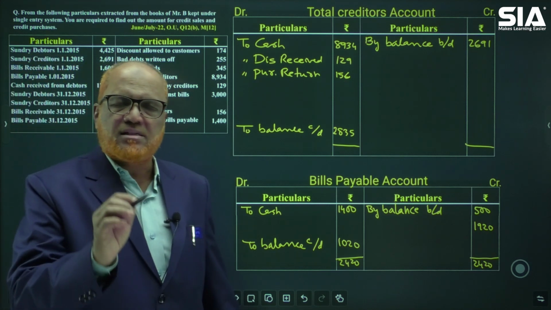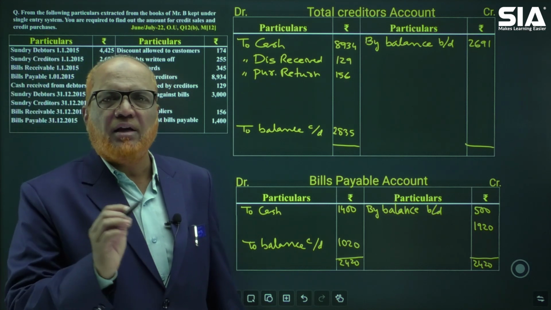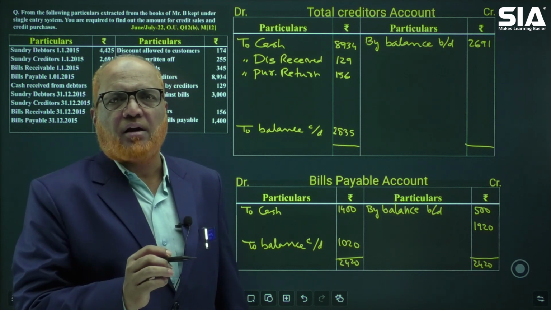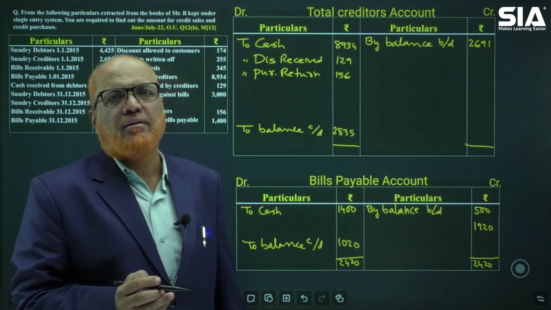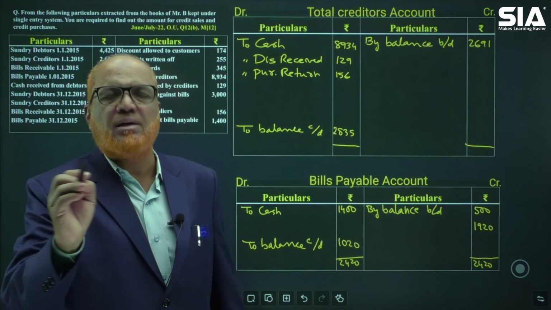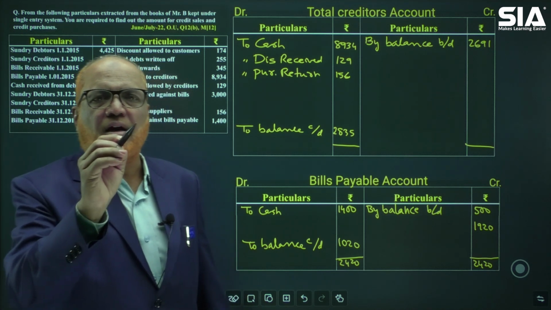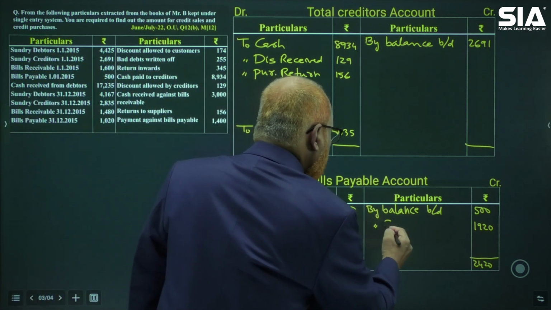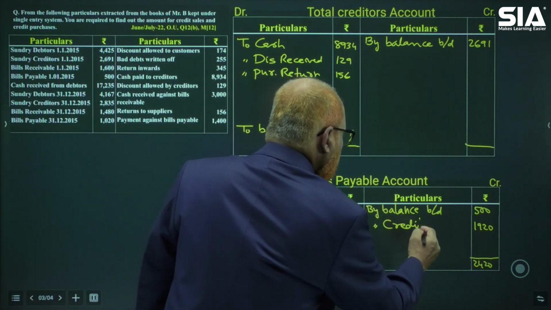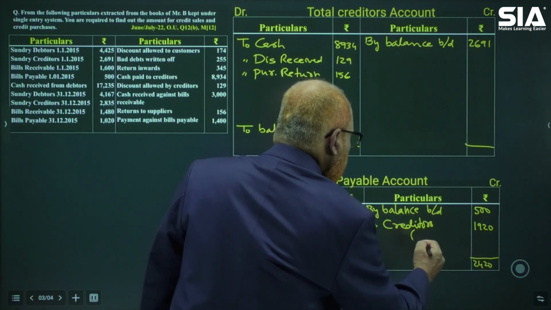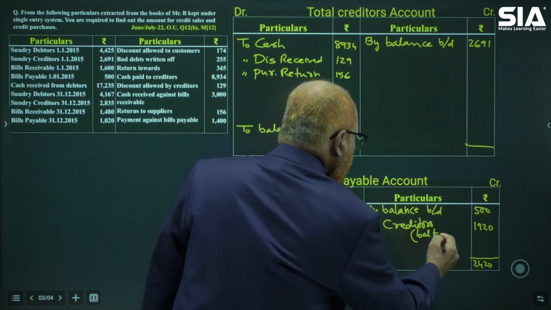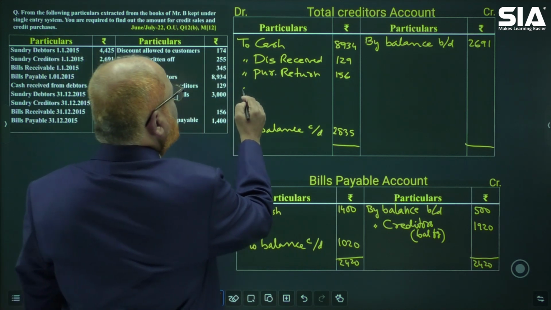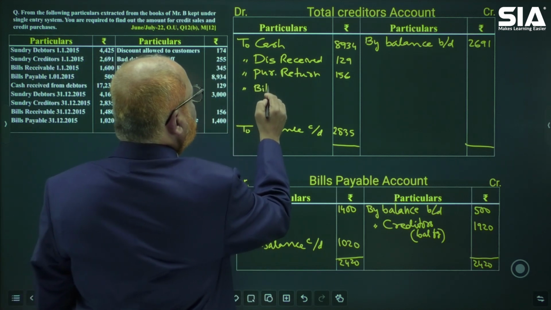The business has accepted the bills. So the entry will be trade creditors account debit to bills payable. So the entry for bills accepted during the year is creditors account debit to bills payable. So bills payable credit side, by creditors. This is not given in the problem. This is the balancing figure, right? Then the creditors account should be debited here, bills payable.